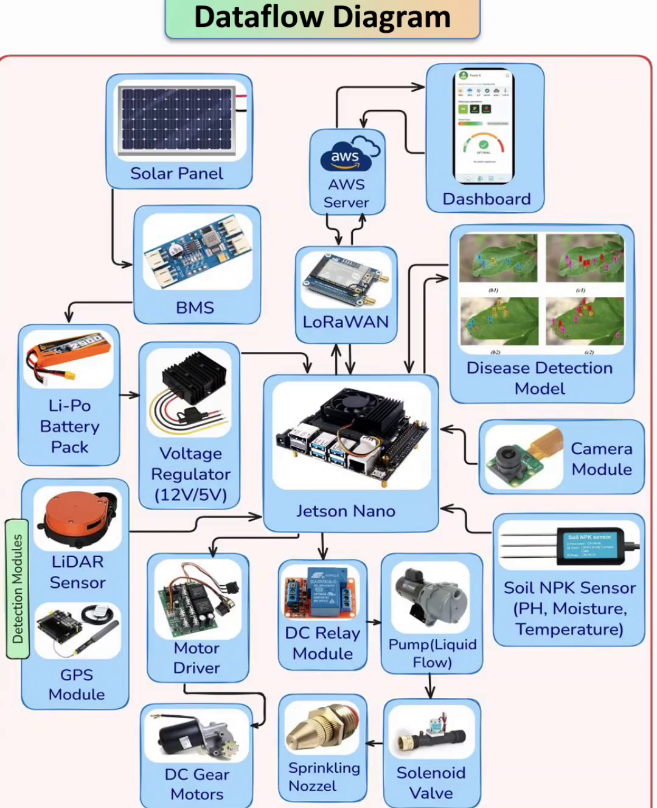The entire setup will be powered by a LiPo battery pack, which in turn will get its power from a solar panel. We will be using a LiDAR sensor to detect whether an obstacle is present in the path of the rover or not. We will also be using a GPS module here.